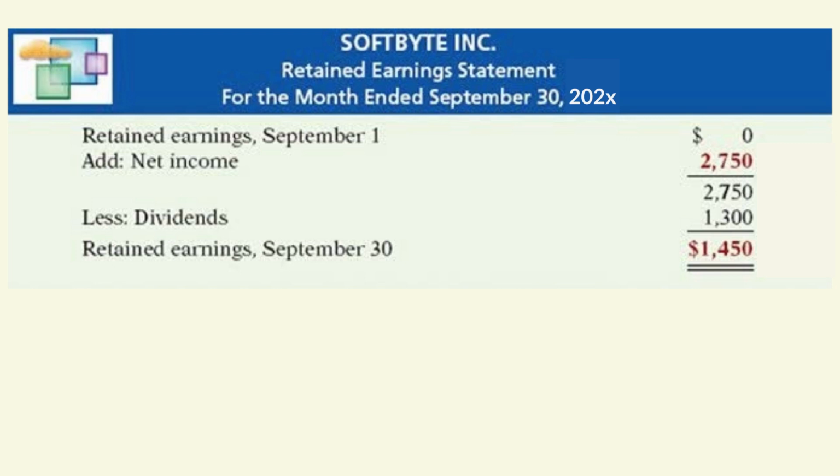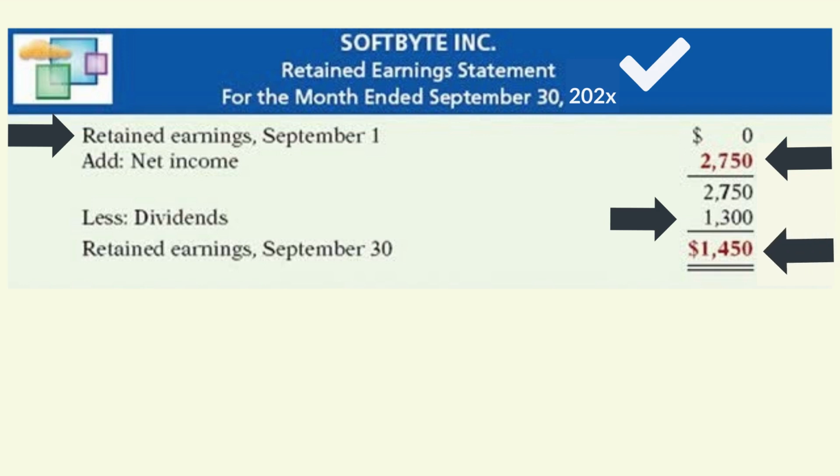The retained earnings statement reports the changes in retained earnings for a specific period of time. The time period is the same as the income statement, so in this example, for the month ended September 30th. The first line item of the statement shows the beginning retained earnings amount. Then comes net income, followed by a subtotal, and then dividends. The retained earnings ending balance is the final amount on the statement. If there is a net loss, it is deducted along with dividends.